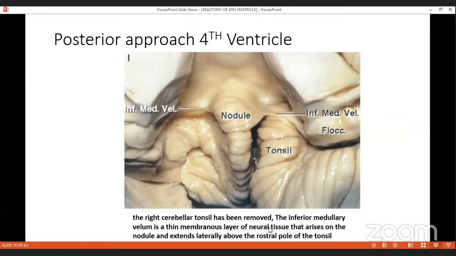And this thin membranous layer of neural tissue that arises on the nodule and extends laterally up to the flocculus is located above the rostral pole of the cerebellar tonsil. As you can see, this is the tonsil, and above the rostral pole of the cerebellar tonsil is its location.